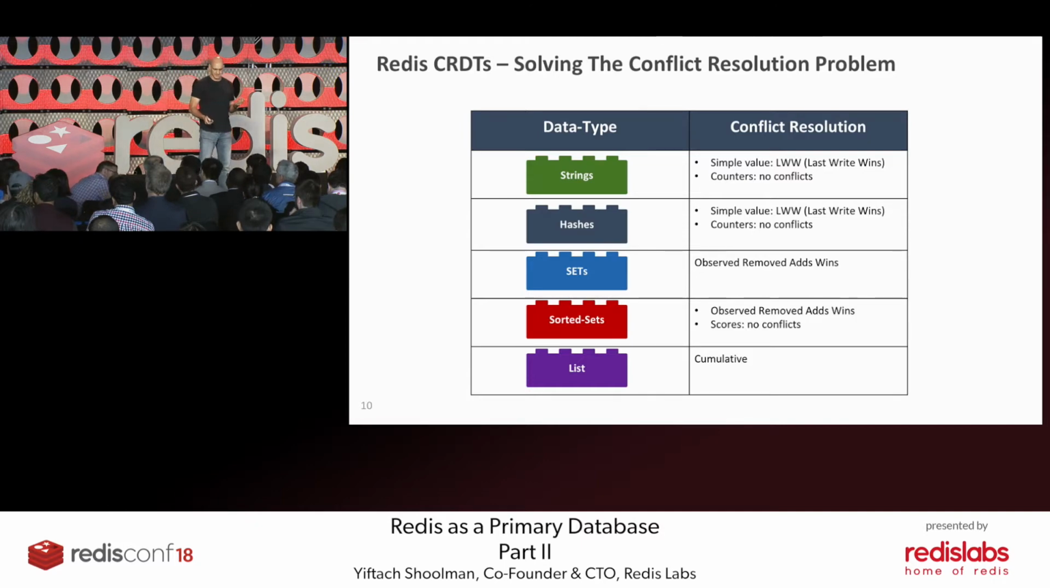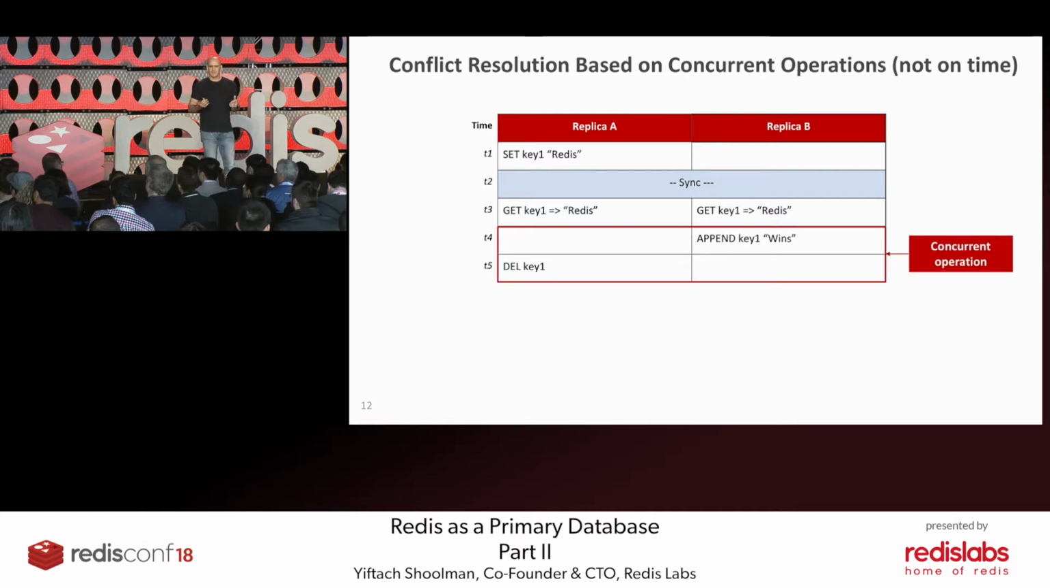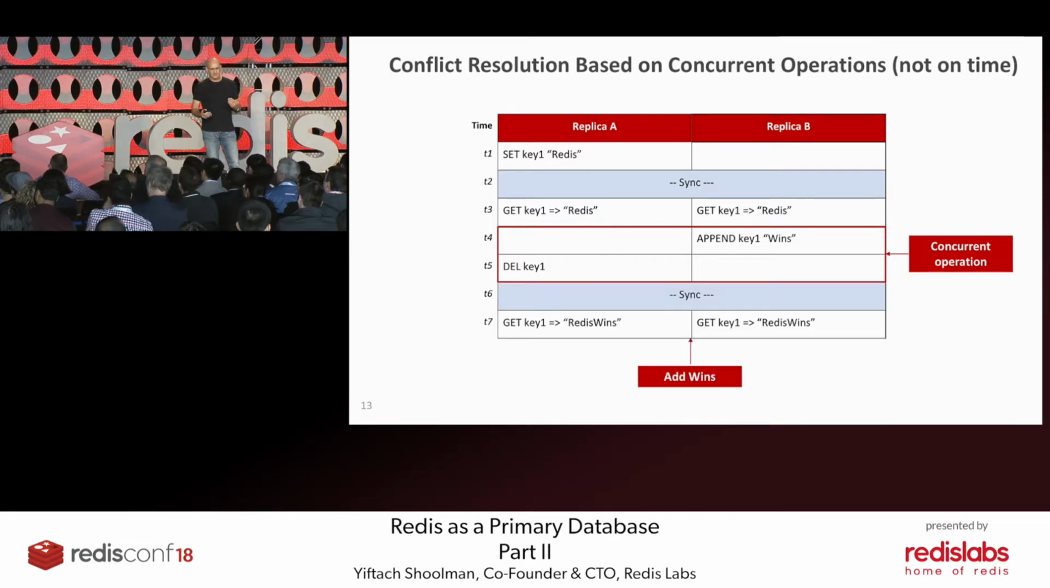Let me go through a simple example. Let's assume we have replica A and replica B. Replica A writes to key1 the word Redis. And then there is a synchronization between the two. So if I get the value of key1, it will be in replica A and replica B. And now there is a concurrent operation. In this case, replica B appends and replica A decides to delete the key. And once there is a sync between the two, CRDT chooses add wins. Redis always wins, yeah? And this is the value that you get eventually.